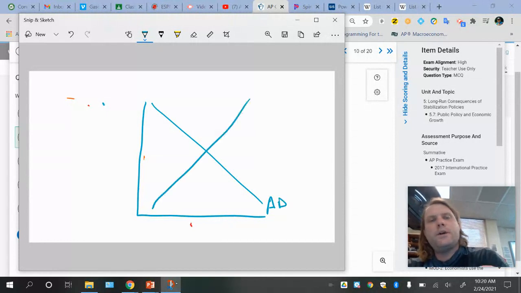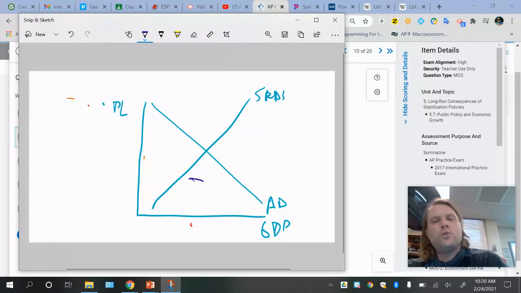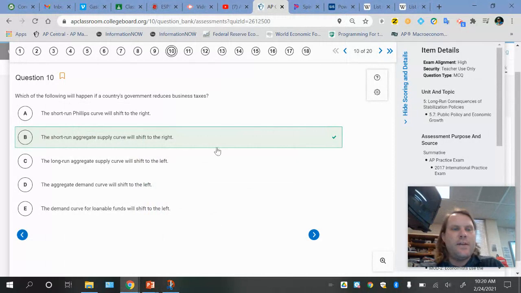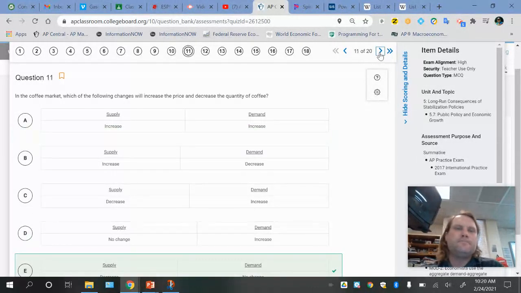We got our aggregate demand, we got our short run aggregate supply, right? We got our price level and GDP down here. Okay, so we're going to increase our short run aggregate supply. We've got two things happen, right? Price level goes down, GDP also goes up. Let's see if we can tie that into an answer. The short run aggregate supply curve will shift to the right. That's what we did. It didn't ask us for the values of those axes.